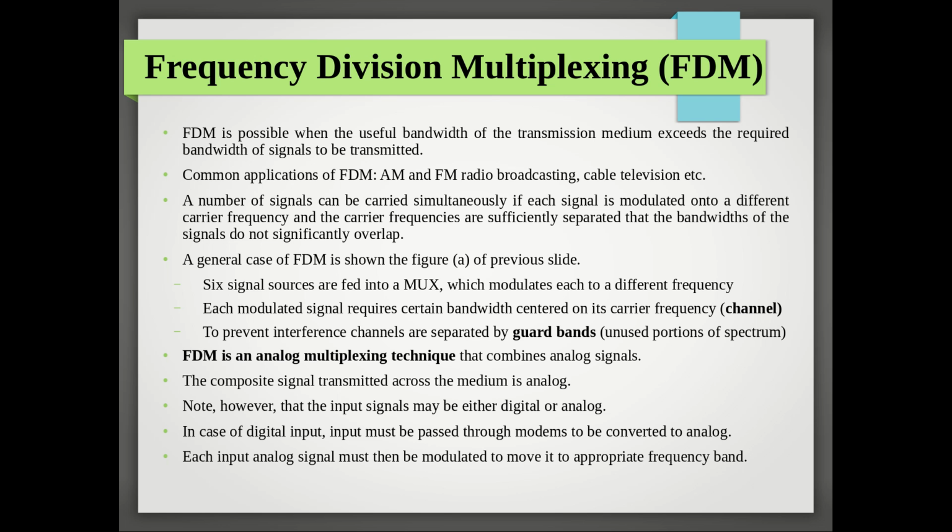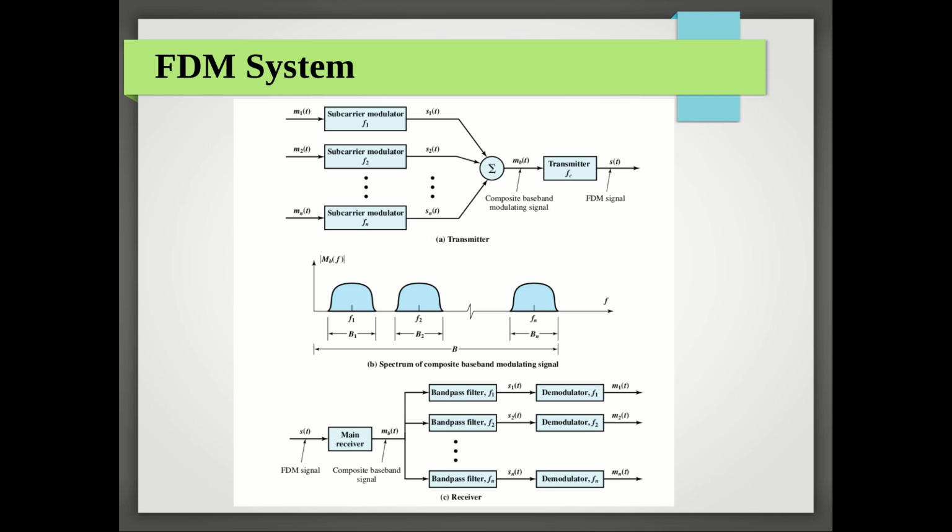Each input analog signal must then be modulated to move to a particular frequency band. This is the diagram I took from William Stallings' textbook that illustrates the overall process. Like what we saw, the individual information is coming in as m1(t), m2(t), say n input lines, and a subcarrier modulator. This modulator is converting that information into an analog signal, so that the output is analog.